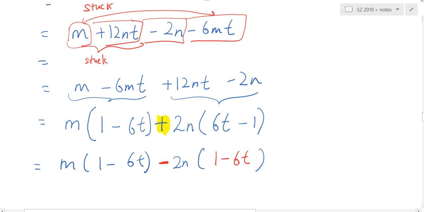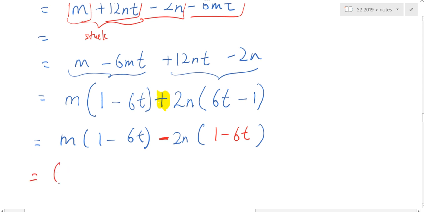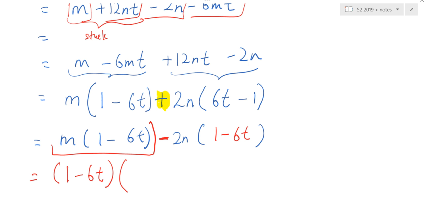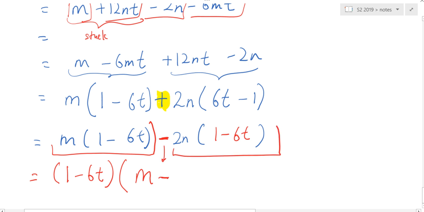And why is this important? Because right now you can see I have 1 minus 6t on both sides. Therefore, I can try to take out 1 minus 6t. And I ask myself, in the first one, if I take out 1 minus 6t, I'm left with what? If I take out 1 minus 6t, I'm left with m. The minus I copy. On the second one, if I take out 1 minus 6t, I'm left with 2n. So this is the answer.